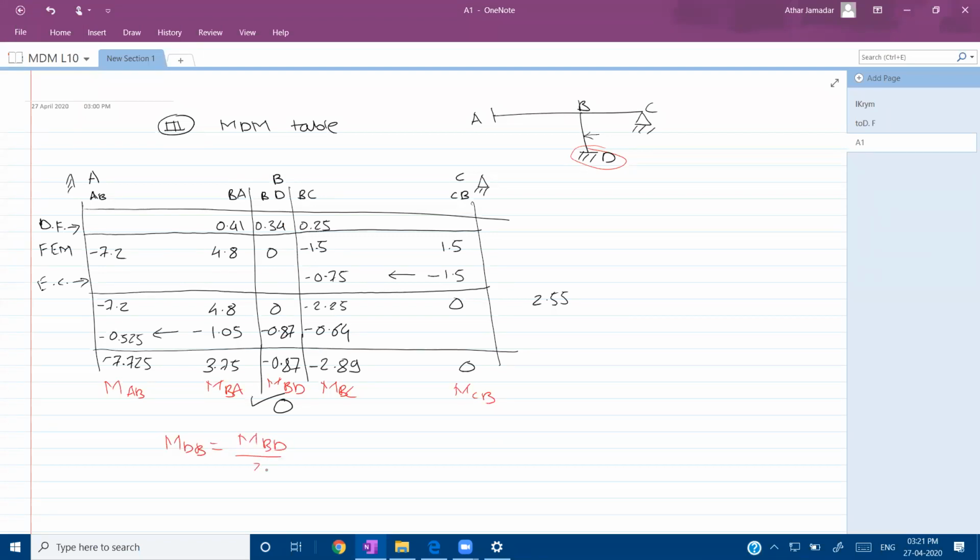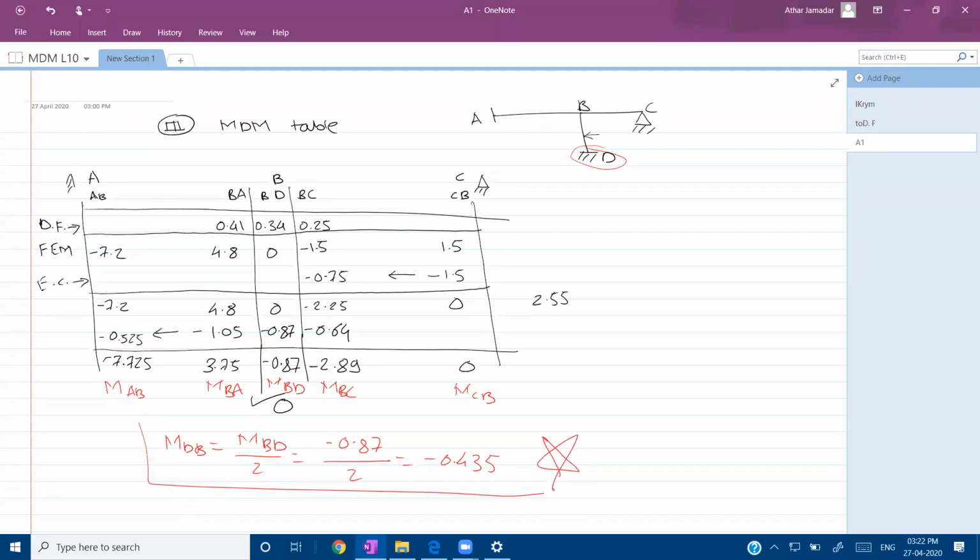MBD divided by 2, which is equal to 0.87 divided by 2. So that will be equal to minus 0.435. This is very important here. This step is very important.